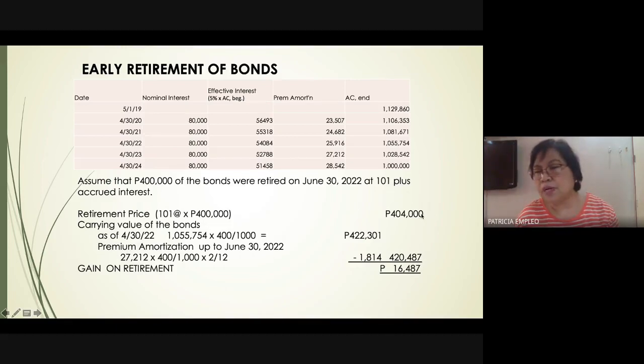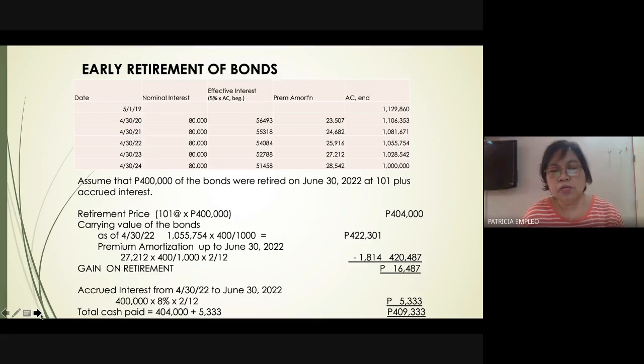Therefore, the retirement price is lower than the carrying value of our debt. That means this is favorable to the entity. Hence, the difference between these two is gain on retirement of bonds. Now, how much is the accrued interest that will be added to our retirement price? You are to compute the accrued interest on the bonds to be retired, meaning on 400,000 only, from April 30, 2022 to June 30, 2022.